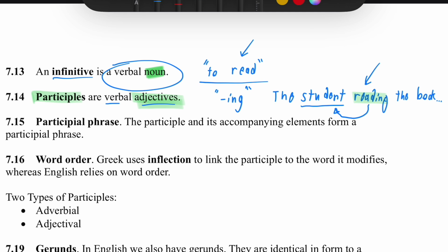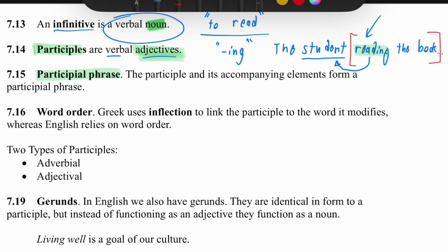All right, so next we have the participial phrases. A participle and its accompanying element form a participial phrase. So just to clarify that, in the case of our example up here, reading the book would be the participial phrase.